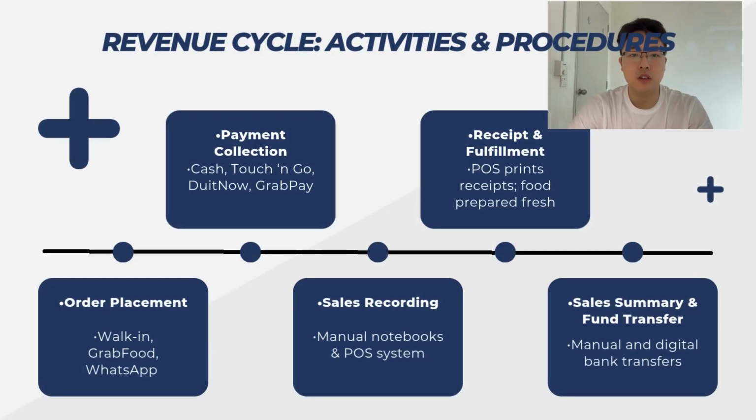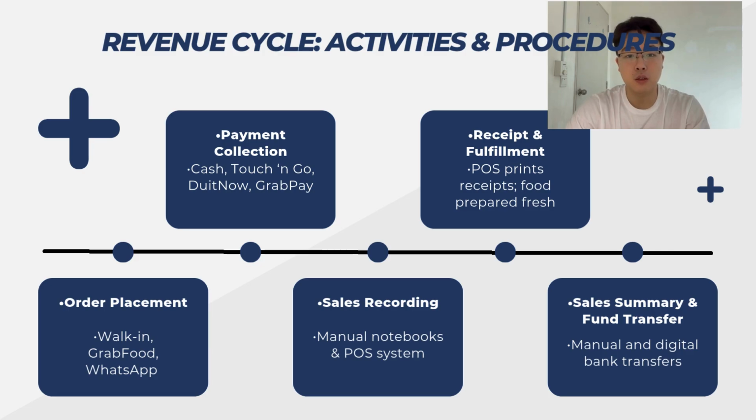Alright, thanks for your introduction. And then let me explain how Mohaya company operates its revenue cycle. The company sells food mainly through kiosks and Grab Food. Customers can place orders in person and through the Grab app, or by contacting the company directly for bulk orders.